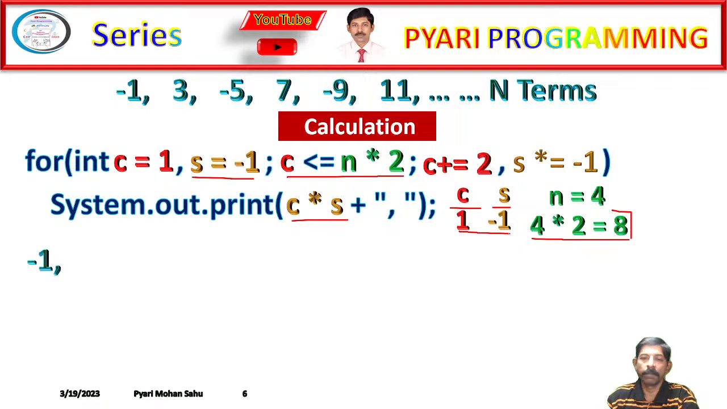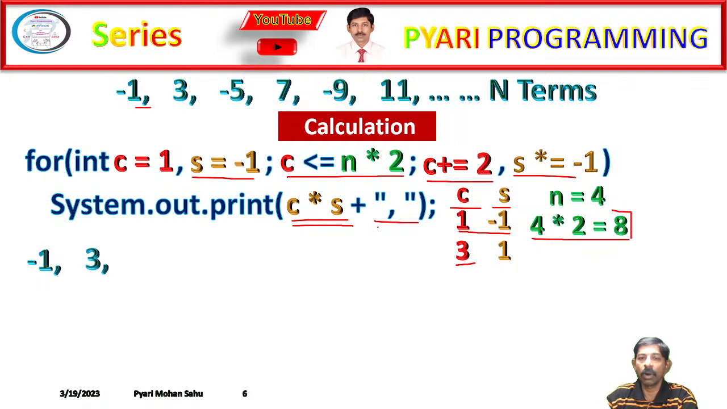I am putting plus concatenated with comma because I need to display comma also. Now after that updation part, c plus equals to 2. 1 plus 2, that is your 3. Now after that I need to change the sign from minus to plus. Now minus 1 into minus 1, we got plus 1. After that condition 3 is less than equals to 8. True. I will get inside c into s. What is c value? c value is 3 into 1. That is your 3. So that's why it will display 3.